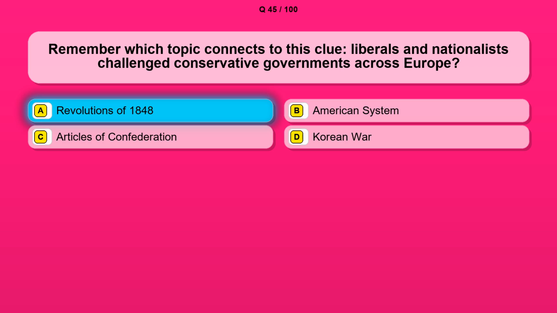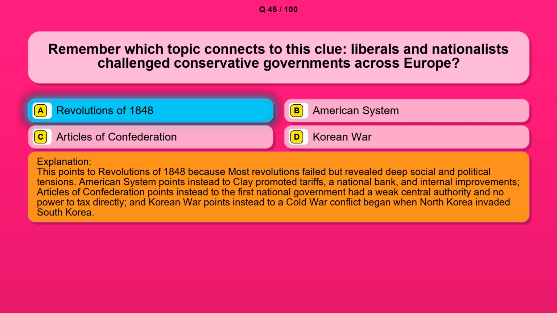The correct answer is option A, revolutions of 1848. This points to revolutions of 1848 because most revolutions failed but revealed deep social and political tensions. American system points instead to Clay promoted tariffs, a national bank, and internal improvements. Articles of Confederation points instead to the first national government had a weak central authority and no power to tax directly, and Korean War points instead to a Cold War conflict began when North Korea invaded South Korea.